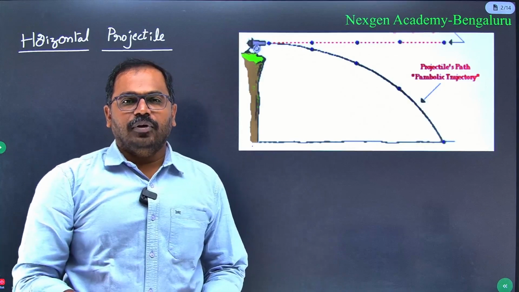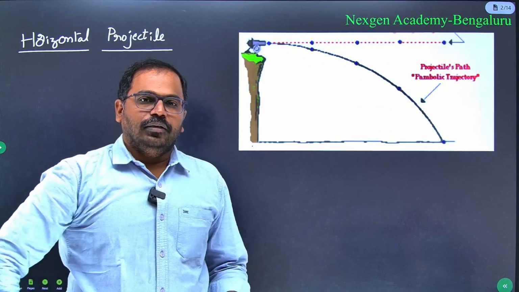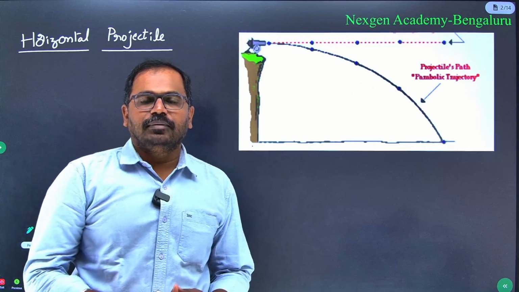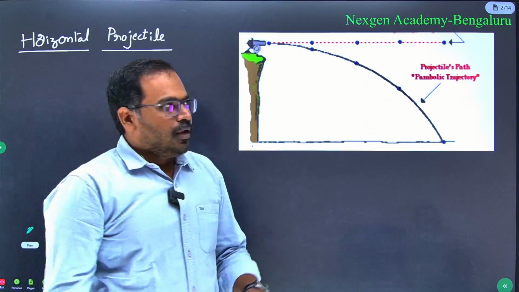It follows a parabolic path. We will prove that the path of a horizontal projectile is a parabola. We are going to prove that. Okay. Now have a look at this.